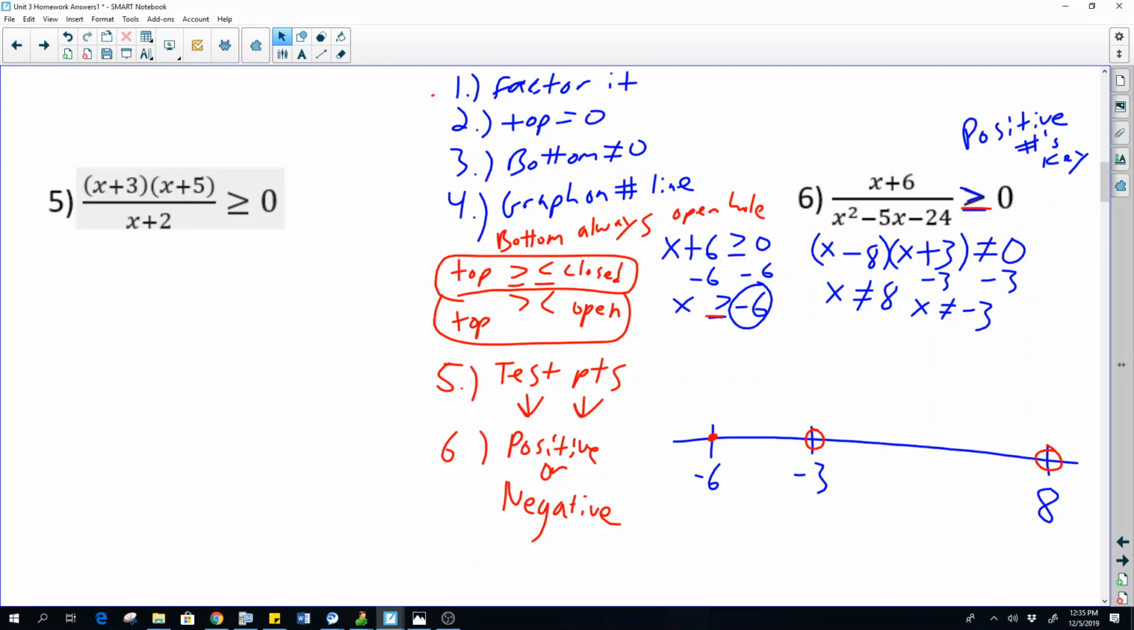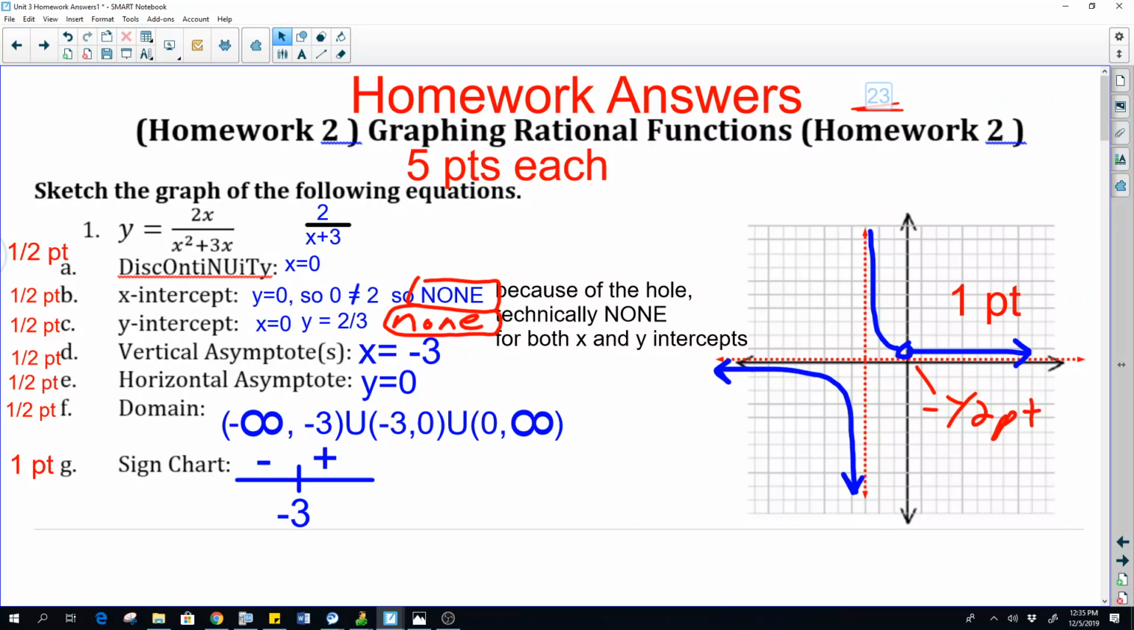Cool. So then test points. You're going to choose numbers basically that are in between these intervals. So between -3 and 8 is a 0. And so a 0 would be definitely a good test point, right? Awesome. So we're going to plug 0 in and see what happens. So we'll plug in a 0 here, and we get a 6, or a positive number on top is what we're saying there.